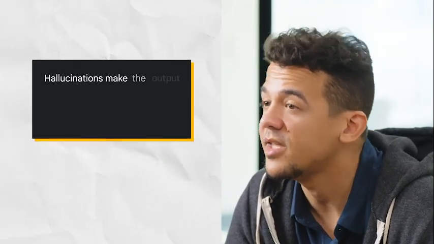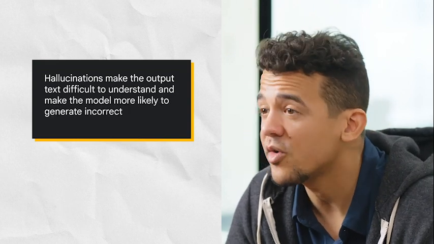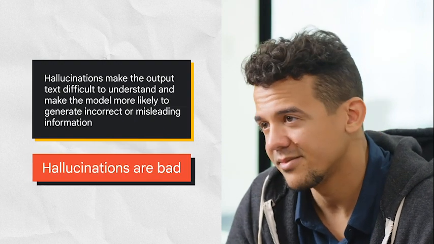Hallucinations are words or phrases that are generated by the model that are often nonsensical or grammatically incorrect. See, not great. Hallucinations can be caused by a number of factors, like when the model is not trained on enough data, is trained on noisy or dirty data, is not given enough context, or is not given enough constraints. Hallucinations can be a problem for transformers because they can make the output text difficult to understand. They can also make the model more likely to generate incorrect or misleading information. So put simply, hallucinations are bad.